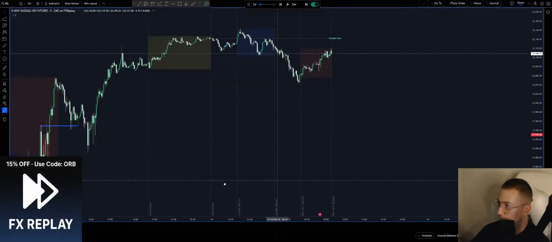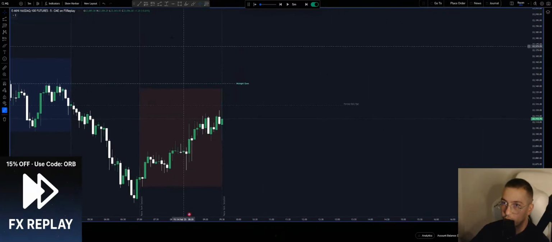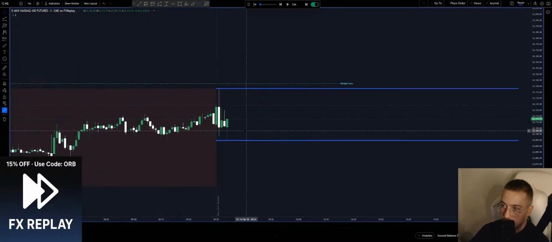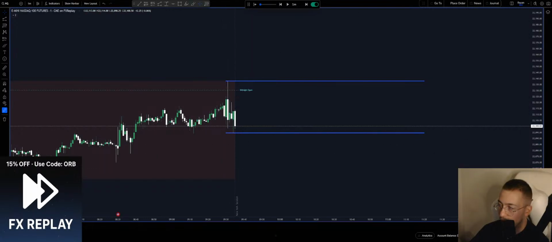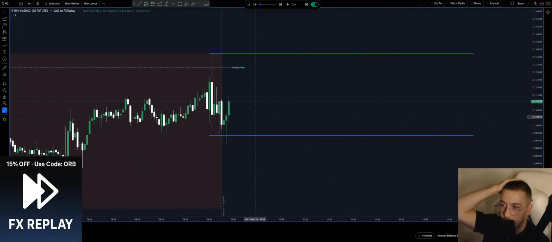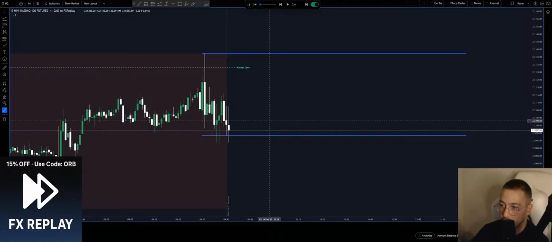It's a very interesting entry model, I'm not gonna lie. You could just wait for the price to create a swing and just place your stop at the swing. I love placing my stop at the swing, to be honest. It's my favorite.